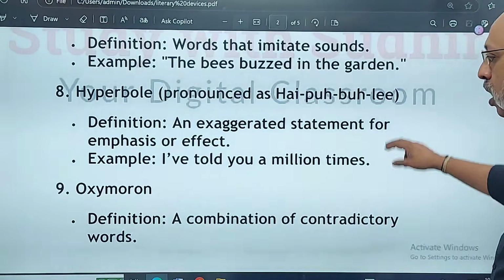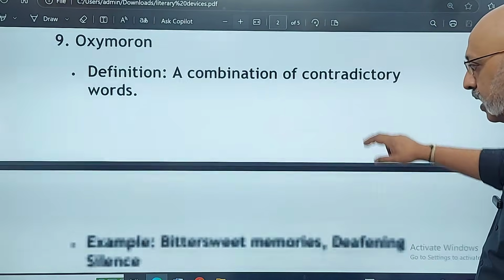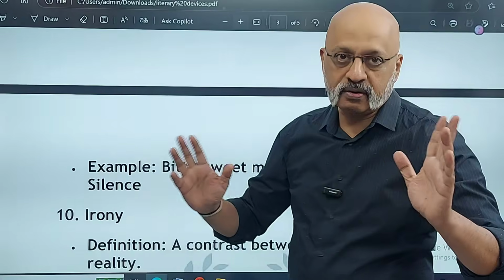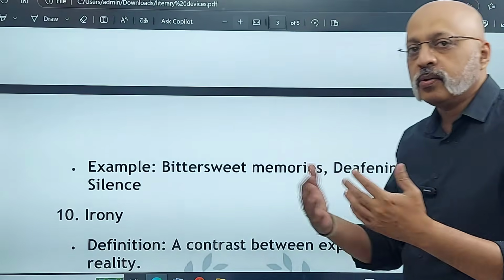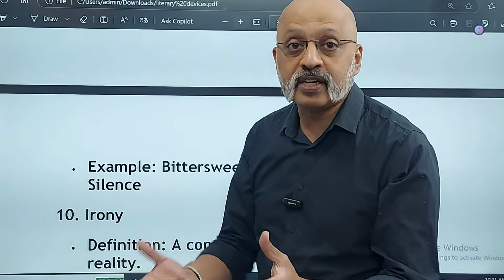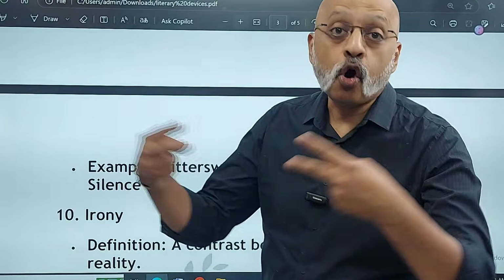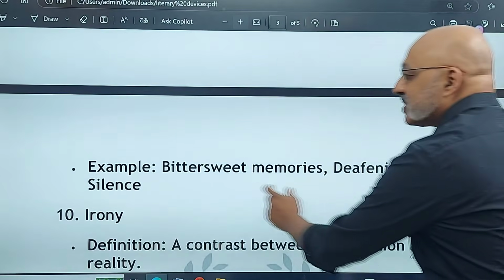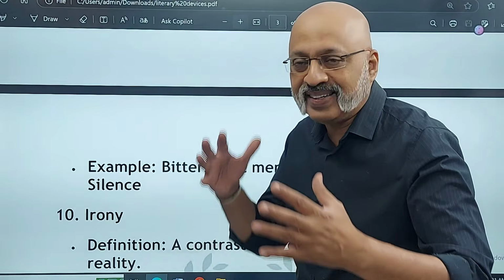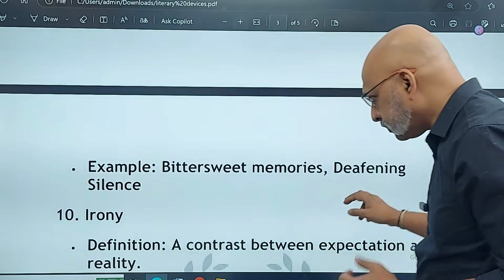What is an oxymoron? Oxymoron is a combination of contradictory words. For example, bittersweet. It cannot be bitter as well as sweet, right? Bittersweet memories. You leave something, there was some achhi yadein, there was some not so achhi yadein, so it's bittersweet. So you're bringing these two words together, which essentially means something very opposite to each other. Deafening silence. Silence is supposed to be completely quiet, and deafening is something which kind of makes you deaf.